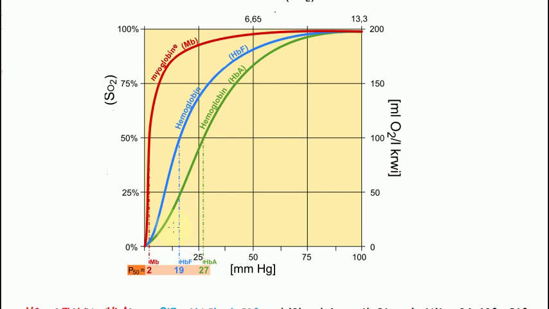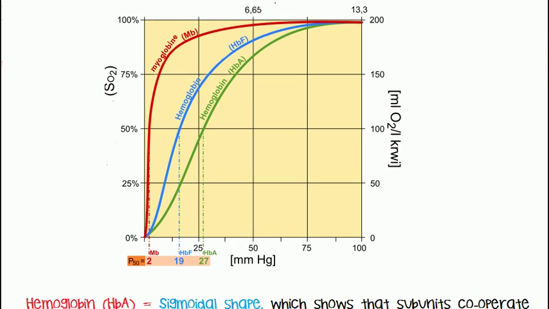Okay, and this is myoglobin, this curve here, and the shape of this curve is hyperbolic. And what you can see is that the myoglobin, at any point, is more saturated than hemoglobin. So this shows that the myoglobin can take up oxygen at a lot lower partial pressures compared to hemoglobin.